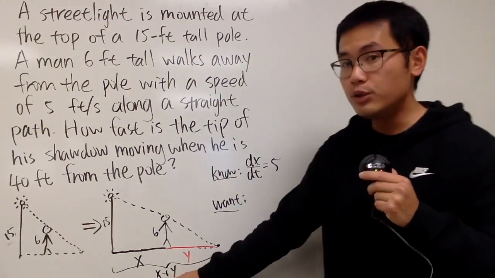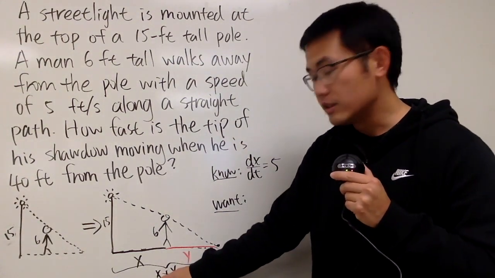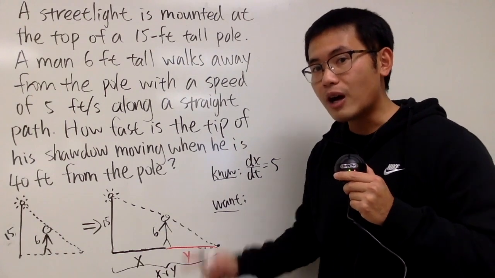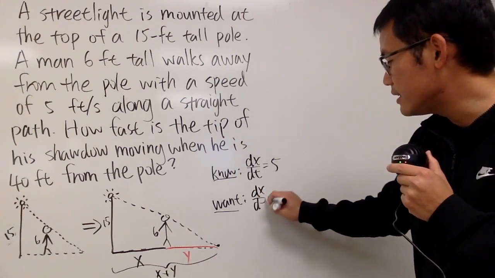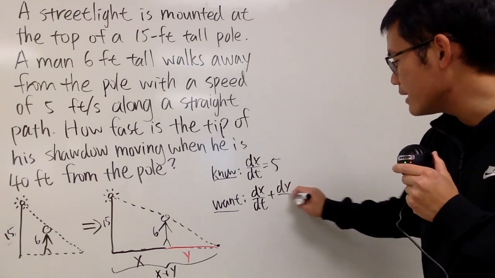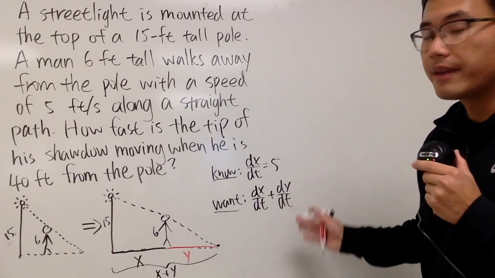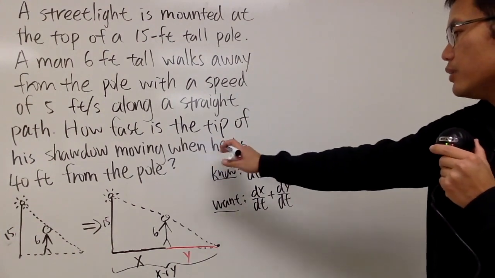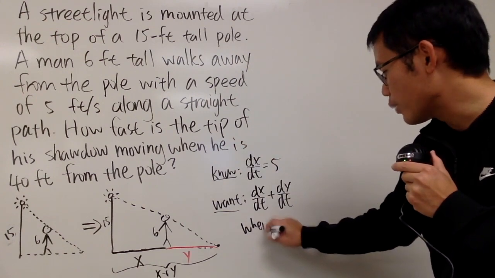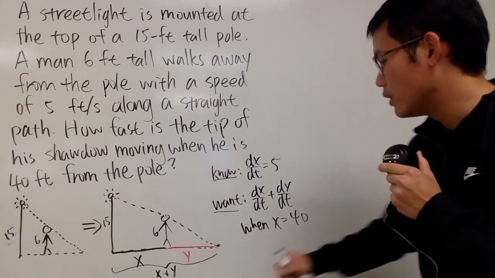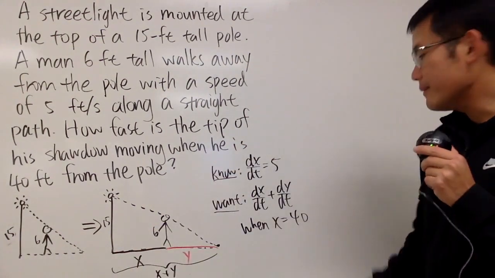So technically, we need to find out the rate of x, how fast x is changing, and also how fast y is changing, and add them up. So we need to know dx/dt plus dy/dt, right? And it says we need to know when he is 40 feet away from the pole. So I will just say when x is equal to 40, right?